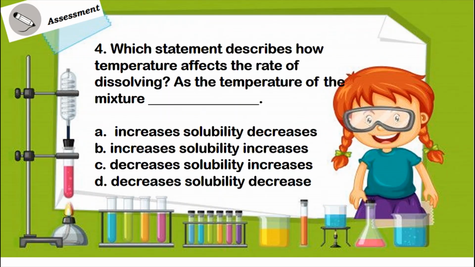Number 4. Which statement describe how temperature affects the rates of dissolving? As the temperature of the mixture: A. Increases, solubility decreases. B. Increases, solubility increases. C. Decreases, solubility increases. And D. Decreases, solubility decreases. The correct answer is increases, solubility increases.